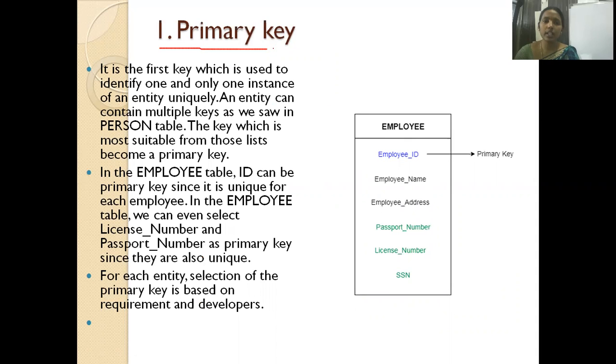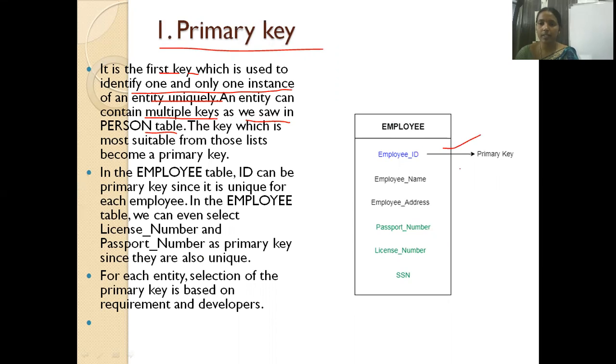First, we'll discuss the primary key. A primary key is a key in a table which uniquely identifies each row; we call it the primary key column. It is used to identify one and only one instance of an entity uniquely. Wherever you need uniqueness, it means identifying different persons. An entity can contain multiple keys, as we saw in the person table. Now consider the employee table. What do we have in this employee table?